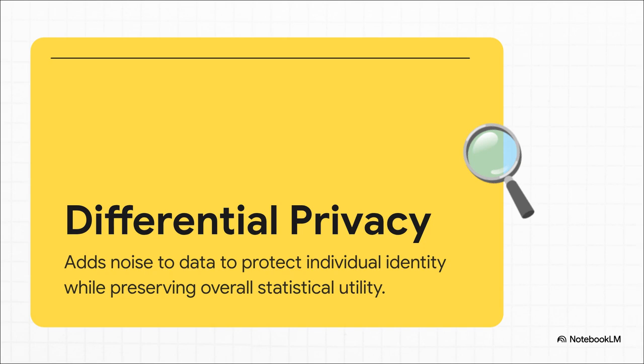First up, we have something called differential privacy. The best way to think about it is like this. You can study a forest without pointing out any individual tree. It cleverly adds just a tiny bit of random noise to the data. That noise is enough to make it impossible to identify any single person, but the big picture, the overall trends, they stay perfectly clear. It's genius, really.